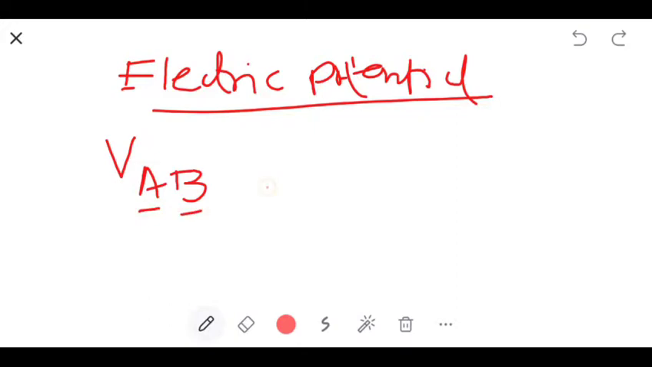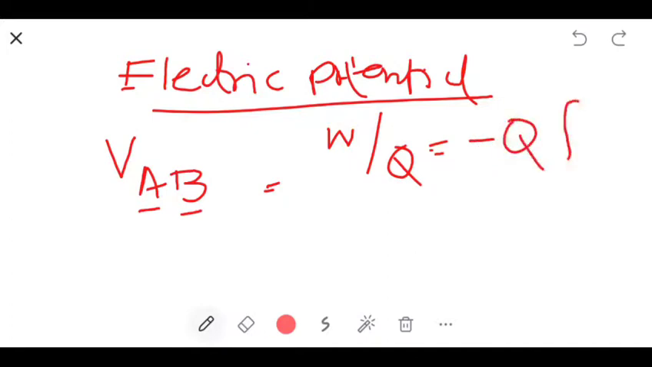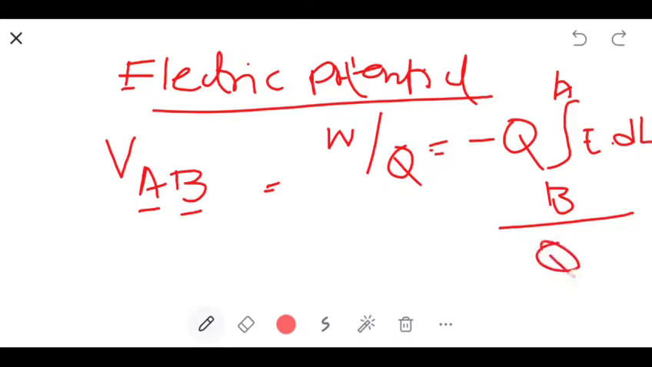Okay, VAB equal to work done per unit charge is known as electric potential. The electric potential is defined as the work done in moving a unit positive charge. Work done divided by charge is the potential. That is equal to W, which we already obtained, minus q integral from B to A of E dot dl, divided by q.